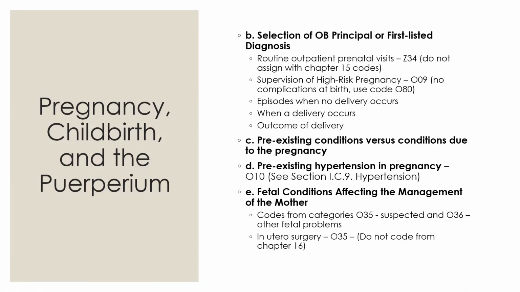Next up, we have pre-existing conditions versus conditions due to pregnancy. Certain categories in Chapter 15 distinguish between conditions of the mother that existed prior to pregnancy, or pre-existing, and those that are a direct result of pregnancy. When assigning codes from Chapter 15, it is important to assess if the condition was pre-existing prior to pregnancy or developed during or due to the pregnancy in order to assign the code category.